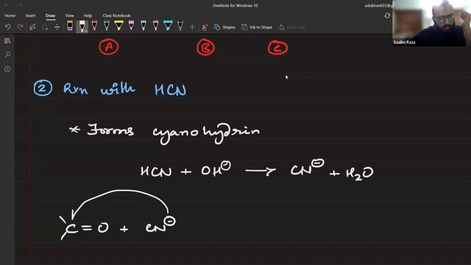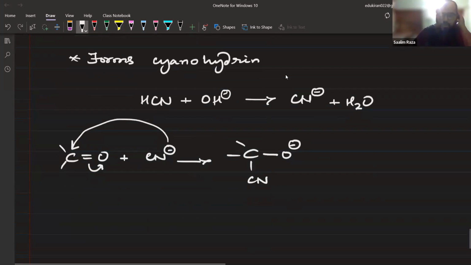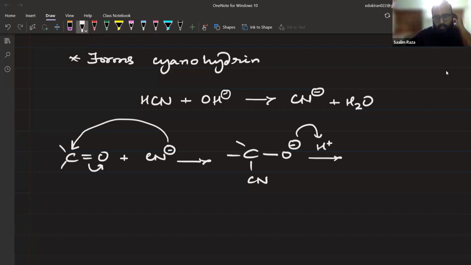This CN negative will attack on the carbonyl carbon. This oxygen will be taking the bond, carbon to bond as it is. Here you will have CN singly bonded with O negative. After this, O negative will get in hydrogen from this HCN. So you will get H plus. H plus se oxygen will attack here and you will get carbon, the bond as it is. Here you will have CN and here you will have OH. This is cyanohydrin.